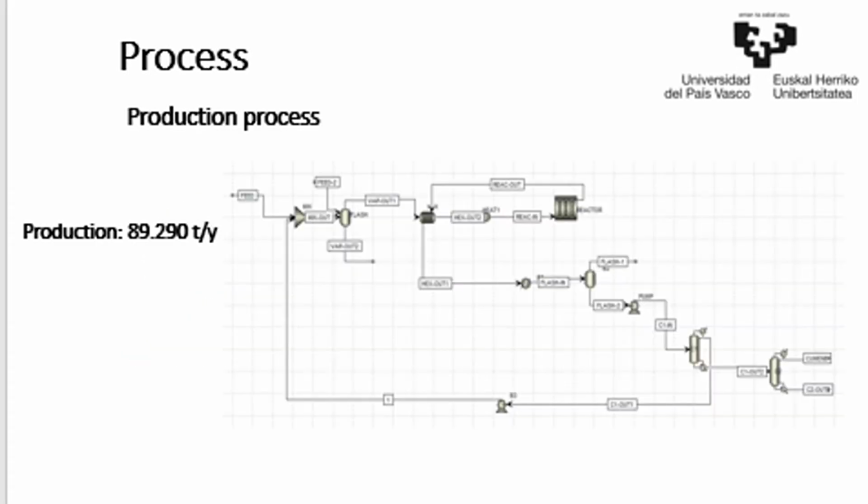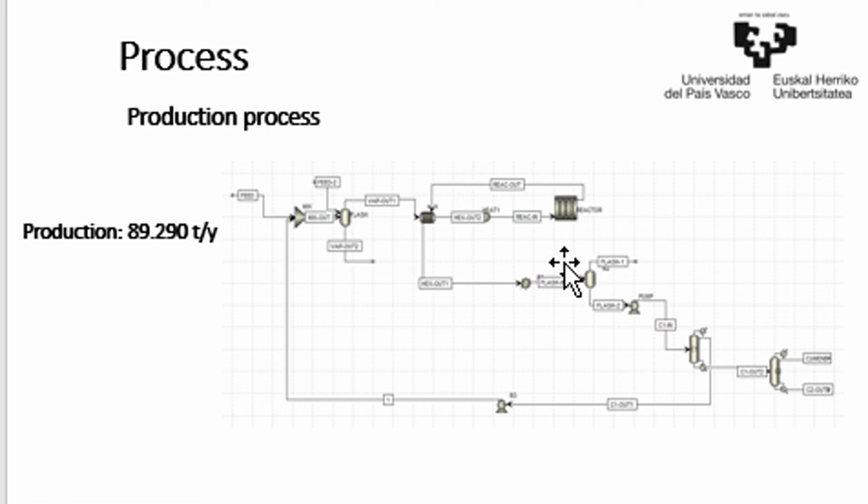Now we're going to talk about our process, as you can see here. It has a reactor where the benzene and propylene react to produce cumene. After that, cumene passes through a heat exchanger. This is the exchanger, sorry. The use of this exchanger corresponds to reducing the fuel consumption.